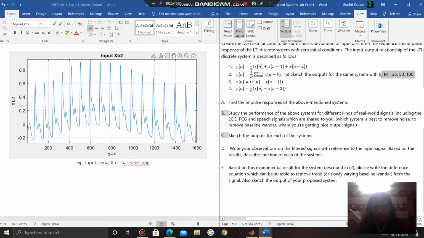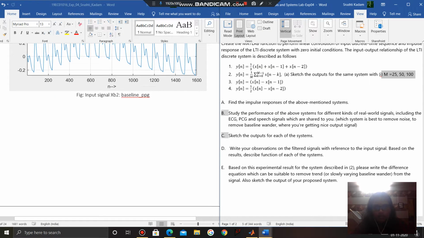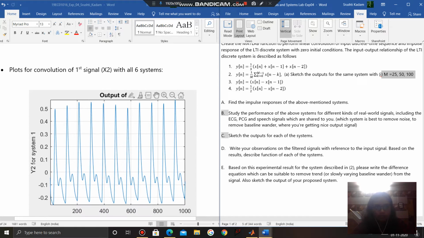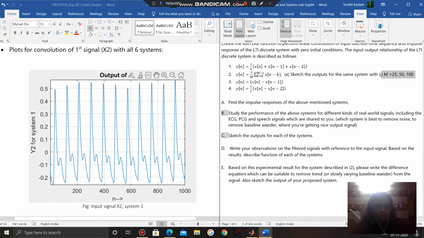The A part was finding the impulse response that we covered. The second part, since we are not actually given the ECG, PCG and speech signals, what I did is a bit different. But first let's see the plots for the convolution of the first signal X2 with all six systems.